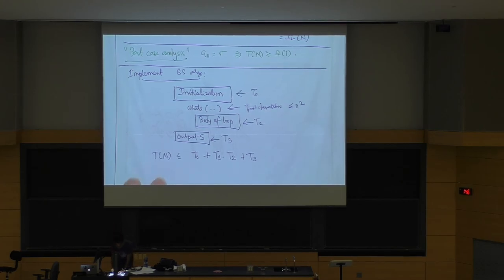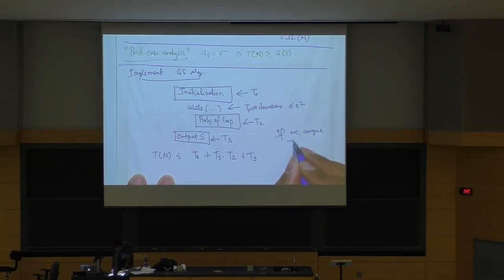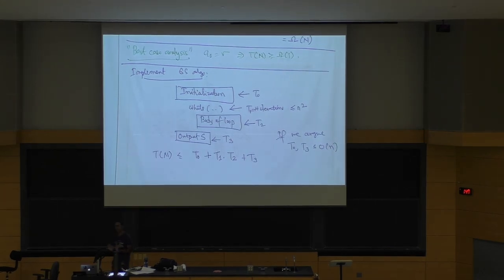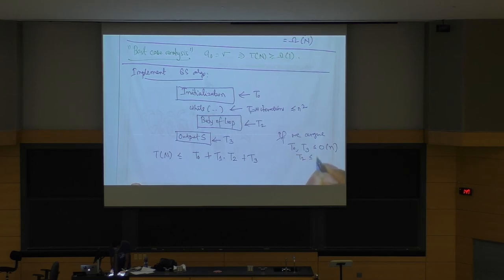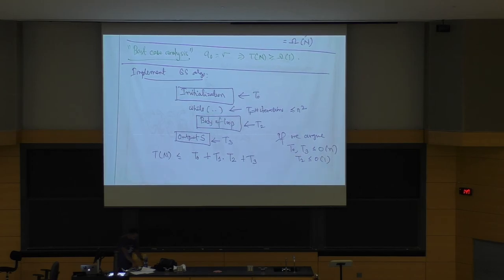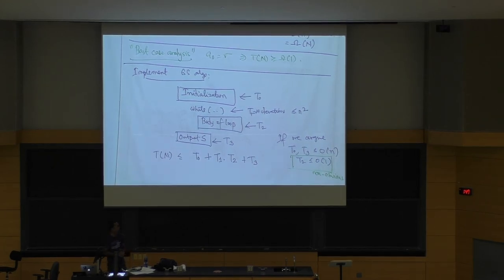Okay? And so the point is, if we argue that, say, T0 and T3 are at most order n, and again, this should be fairly intuitive because you're just initializing 2n values and returning 2n values, so these should be O of n. The thing that's going to take us a bit more time to prove is this: it's not immediately obvious that you can implement each iteration in constant time.